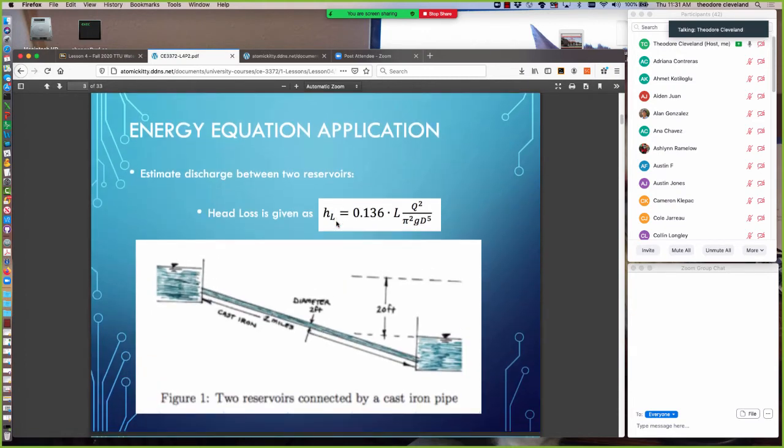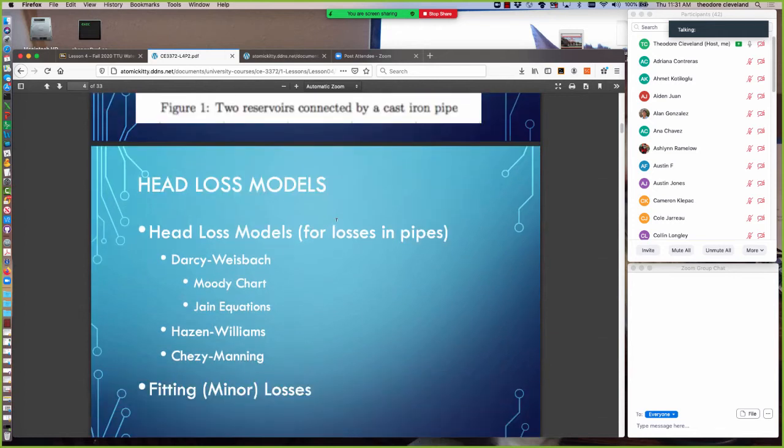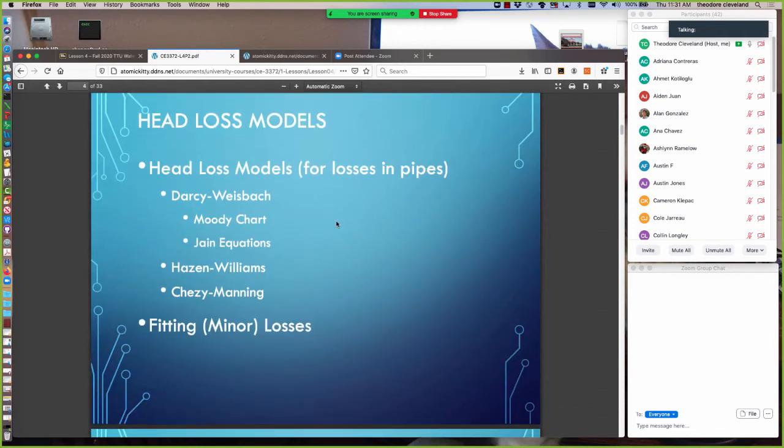And if we do that, I think we'll get like 11 cubic feet per second. So that's kind of the easiest application of the energy equation. We applied a head loss model, and the one we applied was Darcy-Weisbach. There's 2 others, Hazen-Williams and Chezy-Manning. Oh, there's probably more than 2 others, but these 3 are the most common ones. And back in your fluid mechanics class, you were probably introduced to the Moody chart. You may have been introduced to the Jain equations.